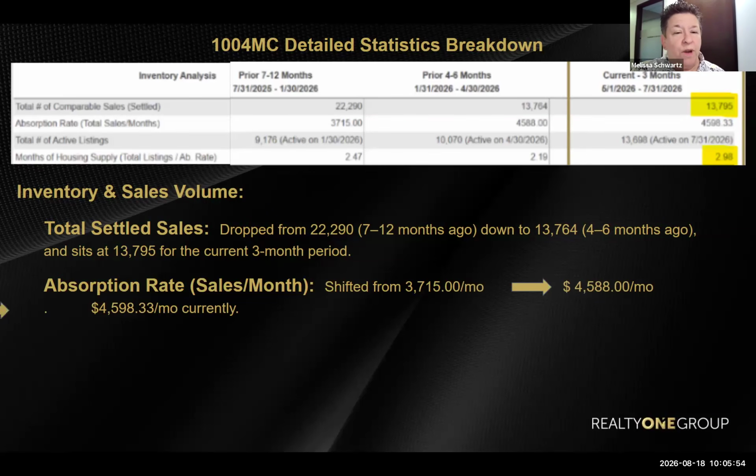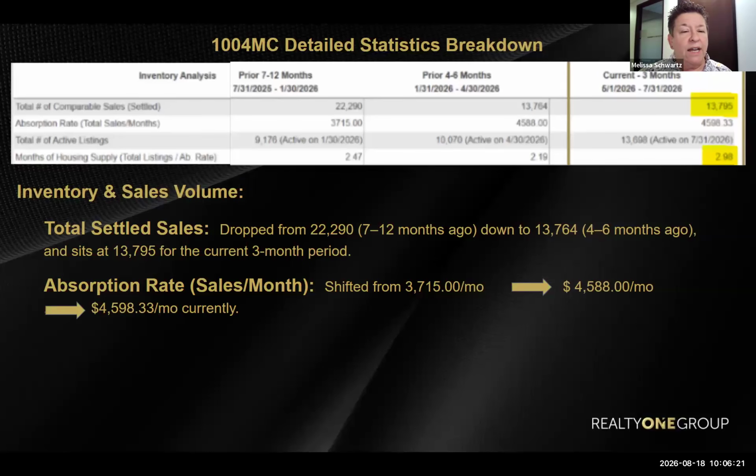So the absorption rate, which I don't actually usually talk about, but it's there, is that dollar symbol should not be there. Sorry. It shifted from 3715 is the total sales divided by the months, which is probably why I don't bother to go through this, because everybody would be like, what? But if you take the number above and the total sales, you're going to get that absorption rate, right?